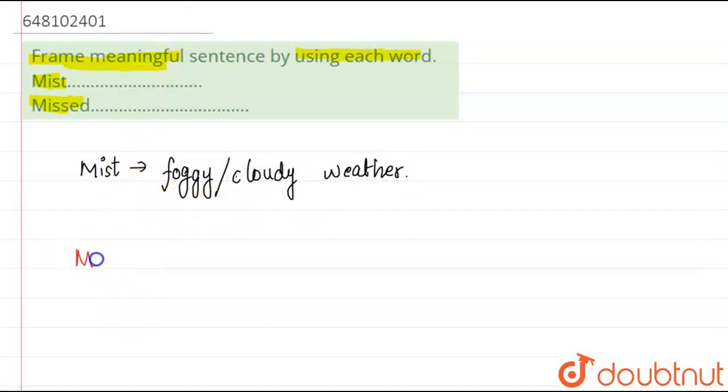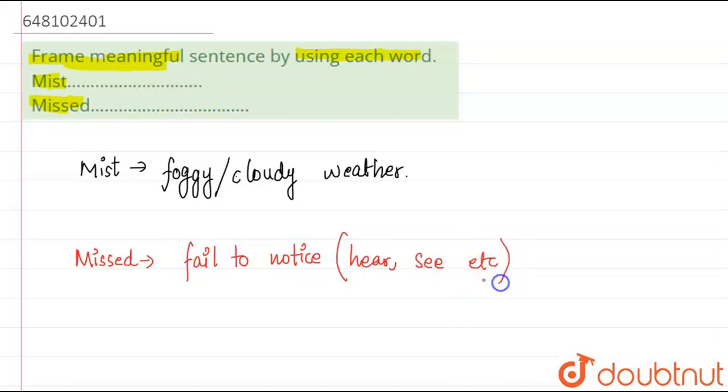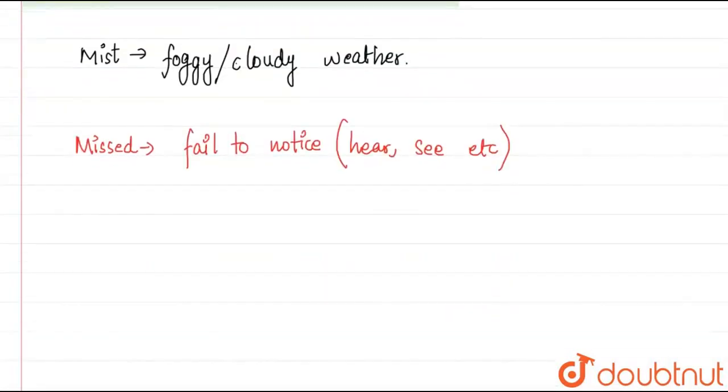And missed is what? Missed is basically to fail to notice, where notice can mean hear, see, etc. So basically over here, we see missed calls. What are missed calls basically? Missed calls are the thing where you don't see the call or you willingly don't pick it up. So that's what a missed call is. So basically you have already missed it, which means you have failed to notice it.